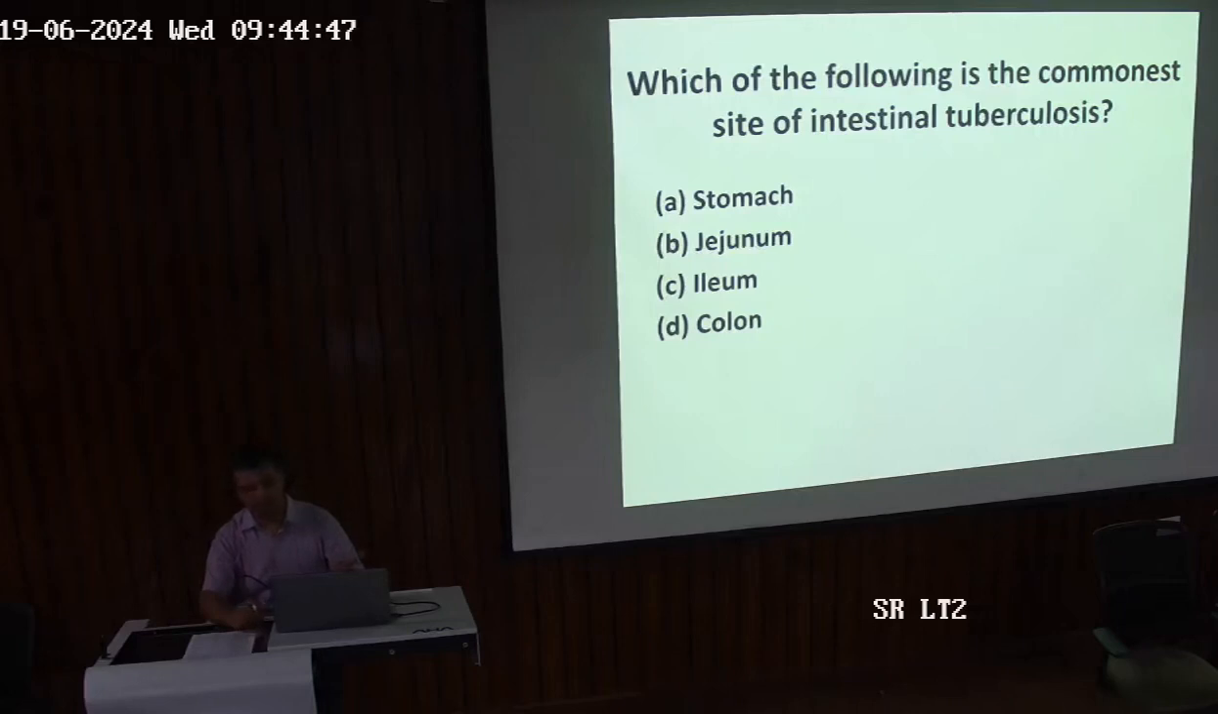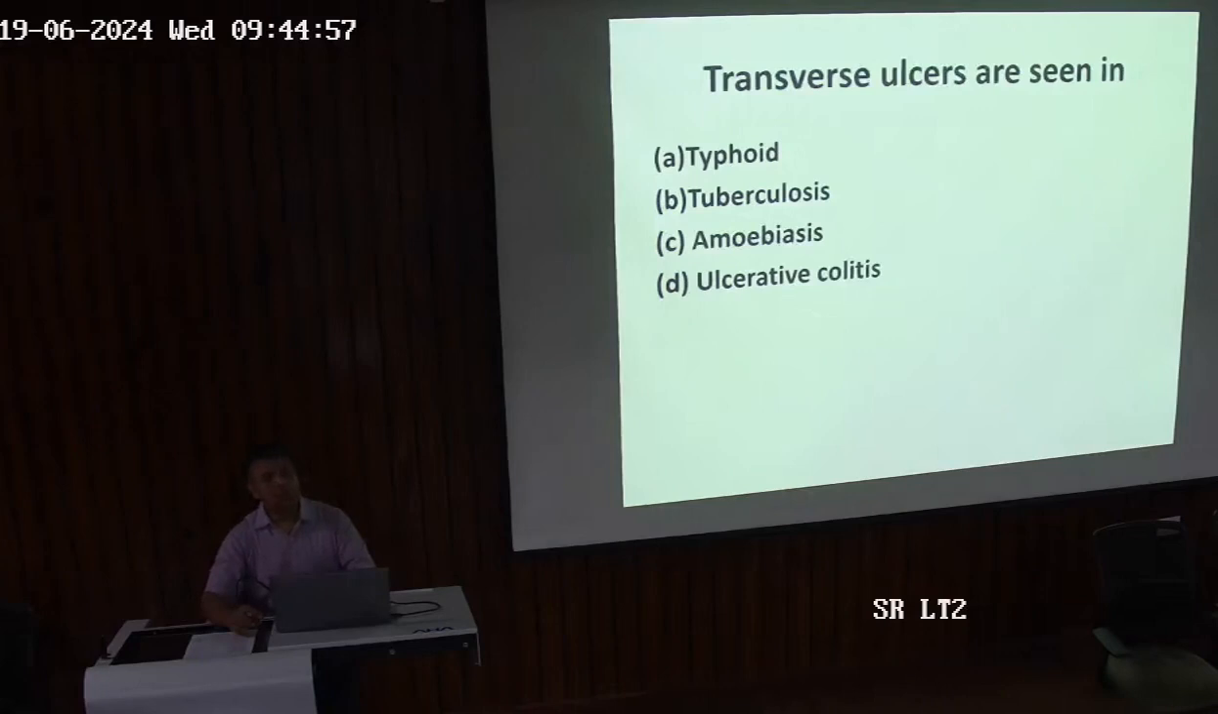Because it is in the proximal part of the colon, that is the cecum. Here is the most common lesion. Then transverse ulcers are seen in typhoid, tuberculosis, amoebiasis, or ulcerative colitis. Tuberculosis. The other one is the typhoid, where we have a longitudinal.